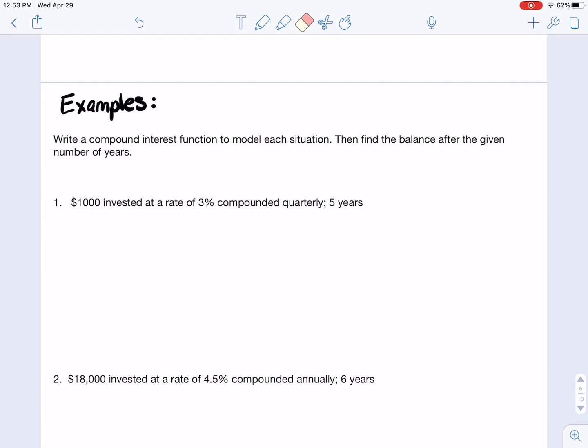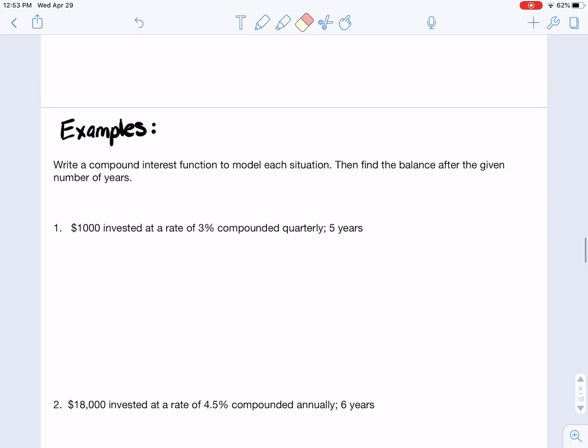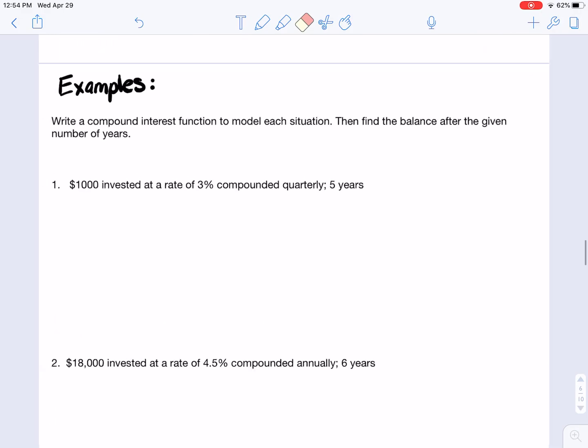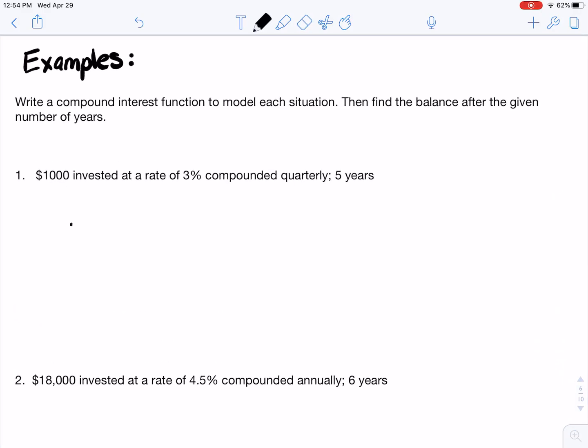Okay, so let's look at some of these examples. First, they're going to ask me to write a compound interest function. Then I'm going to find the balance, so I have 2 parts to this answer. In the first part, it says $1,000 invested at a rate of 3% compounded quarterly. Okay, so your amount equals your principal value, which was $1,000, times 1 plus 0.03, because 3% is 0.03. Compounded quarterly is 4 times, so I'm going to divide this by 4. Just the 0.03 gets divided by 4, not the 1.